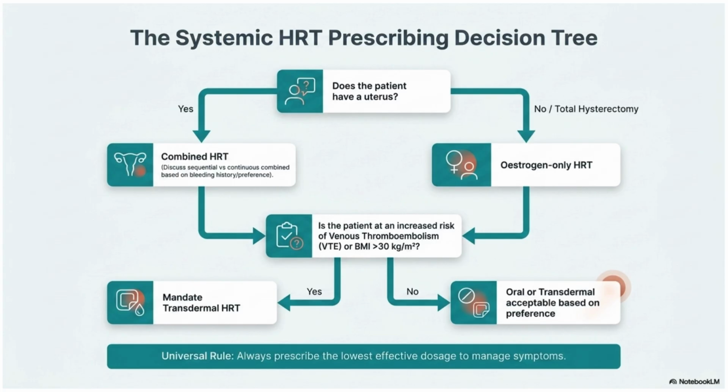The next decision is the route. Transdermal estrogen is delivered through the skin as a patch, gel, or spray. Prefer it when venous thromboembolism risk is increased, including a BMI above 30. Use the lowest dose that adequately controls symptoms.